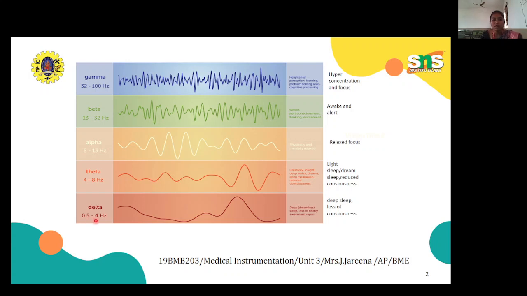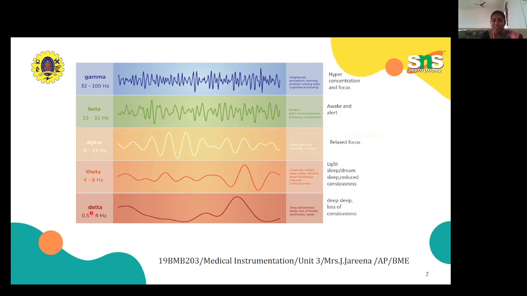If you see the frequency range, it starts from 0.5 and ends at 100 hertz. So we have different types based on this classification: delta, theta, alpha, beta, and gamma. To remember this, we have a trick, that is D-T-A-B-G. D is delta, T is theta, A is alpha, B is beta, and G is gamma.